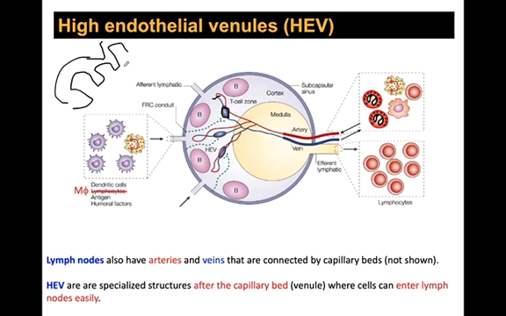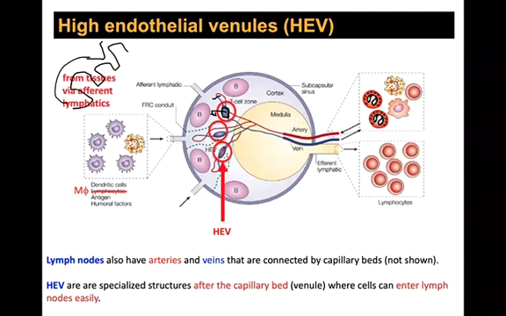Okay, and these HEV, or high endothelial venules, are specialized structures. They uniquely express a carbohydrate called sialyl Lewis X, which is only expressed in high endothelial venules and allows lymphocytes to stick there. And that's where the B cells and T cells will go from the high endothelial venule into the actual lymph node structure. Okay, so that's a high endothelial venule. And in this case, there's 3 of them. Basically, you have one for each trabecula, or each part of the lymph node.